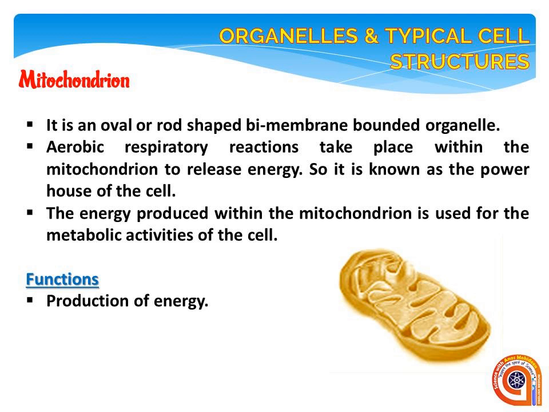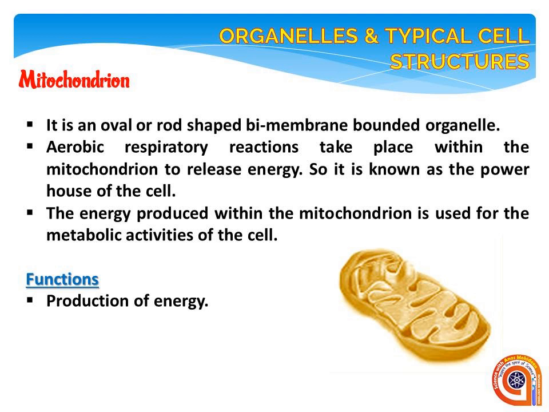Accordingly, what is its structure? It is an oval or rod-shaped bimembrane bounded organelle. Can you remember we said earlier there are some organelles with a monomembrane, one membrane, and some with a bimembrane, two membranes. So this is an organelle having a bimembrane. There are two membranes. You can see in the diagram also. There are two layers surrounding the mitochondria. Aerobic respiratory reactions take place within the mitochondria to release energy. We said, you're right, aerobic respiration. So it is known as the powerhouse of the cell.